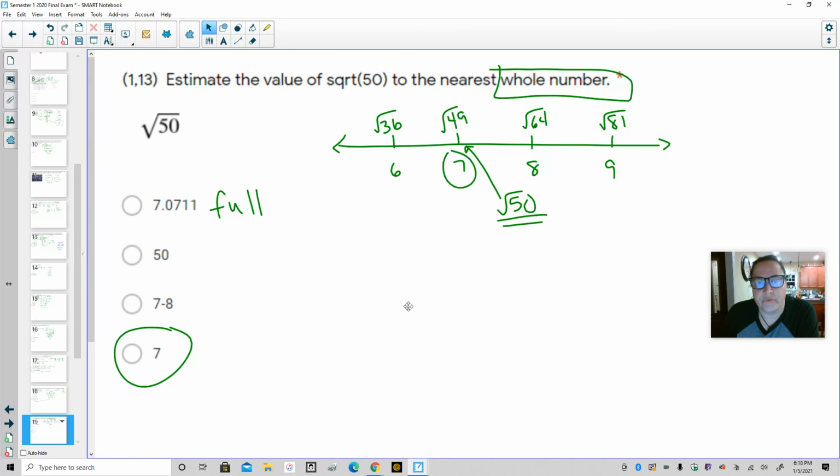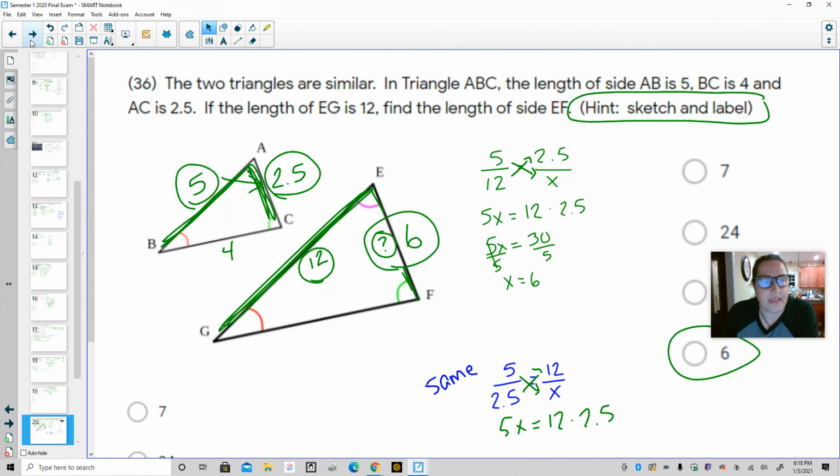Estimate the value of the square root of 50 to the nearest whole number. People did really well on this one. The square root of 50 is really, really close to the square root of 49. The square root of 49 is 7. The key here is it wanted the nearest whole number, not the full answer.